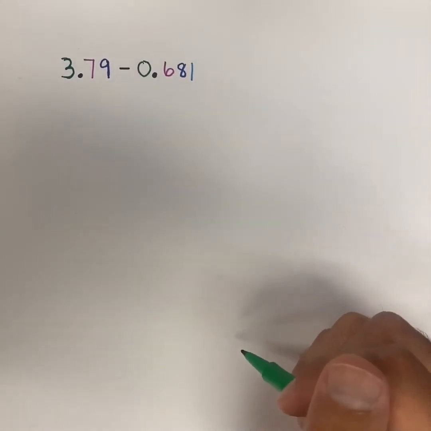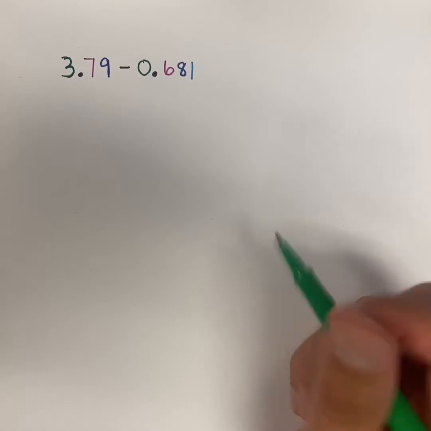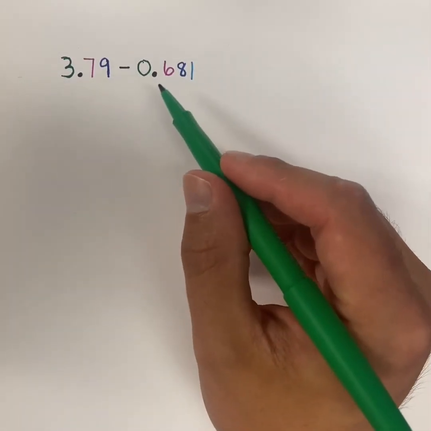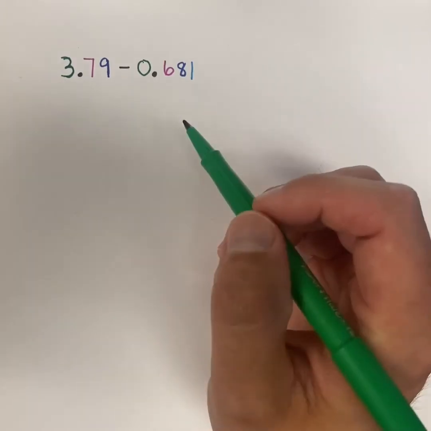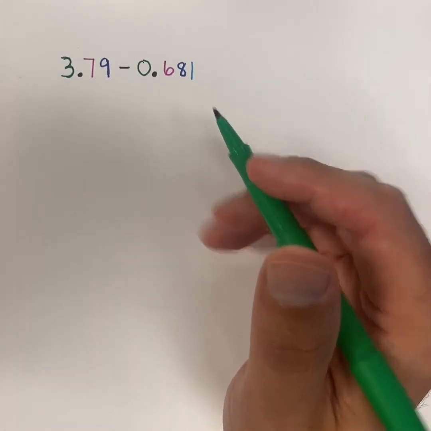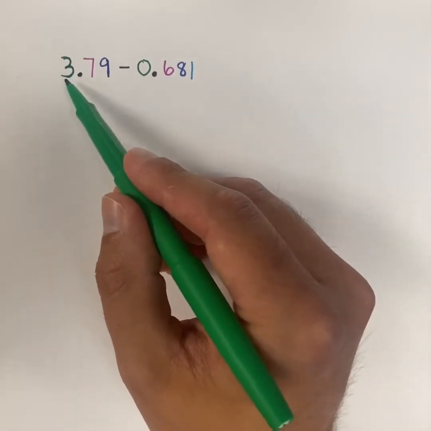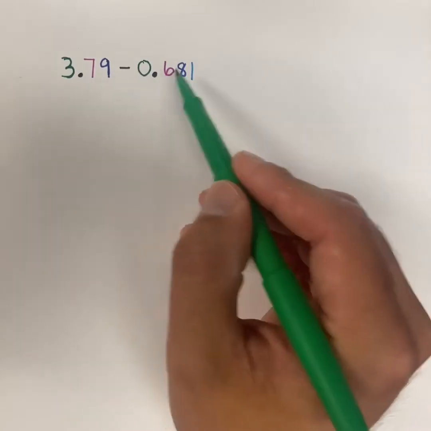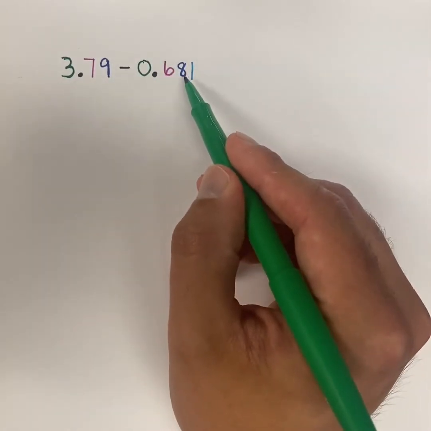Now, I've gone ahead and color-coded these just so we can see which numbers are going to line up with one another. Remember, the one thing that you need to pay attention to very closely is we just have to make sure that our decimals are lined up, and then if we have anything left over, we have spots that don't have a number, we're going to add a placeholder 0. Like I said, I've color-coded them, so you have the 3 and the 0 are going to line up, the 7 and the 6 are going to line up, the 9 and the 8 are going to line up.